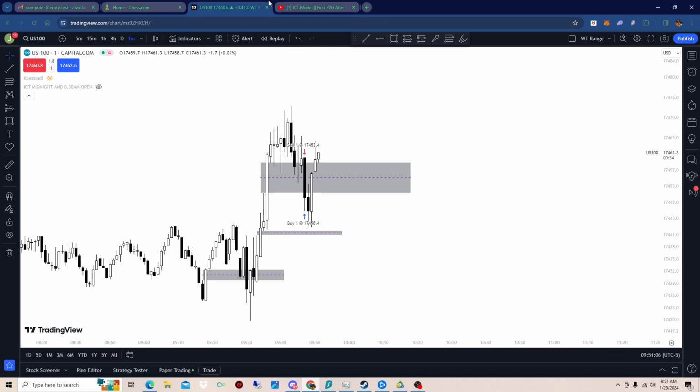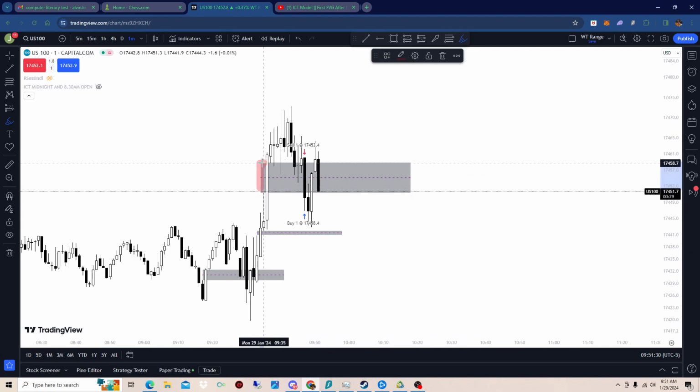If you didn't know what that is, I heard Kish talk about it, but I'm pretty sure it's an ICT concept. It's basically when we go above a down close candle. So there's a down close candle, we close above it and we create an order block. So we're looking for price to make an inverted fair value gap here. And this is the first significant fair value gap after 9:30 market open.